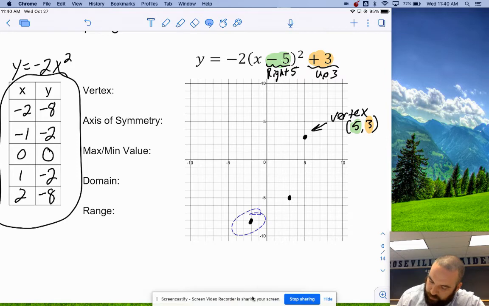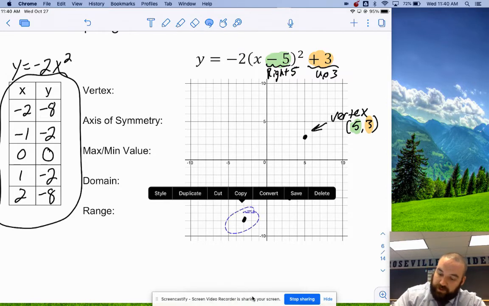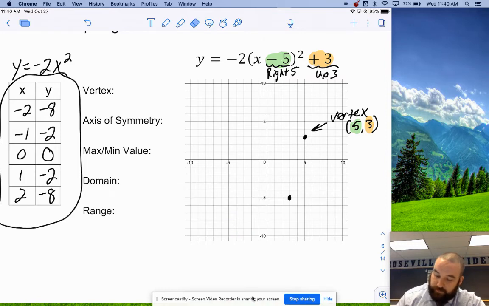If you just move this point right 5 and up 3, we end up in the same spot. So some people like to graph the original coordinates and then move them all right 5 and up 3. What I found to be a little bit quicker is we're just going to graph these numbers, but we're going to use our vertex as our new origin, basically. Okay. So -2, -8 is graphed.